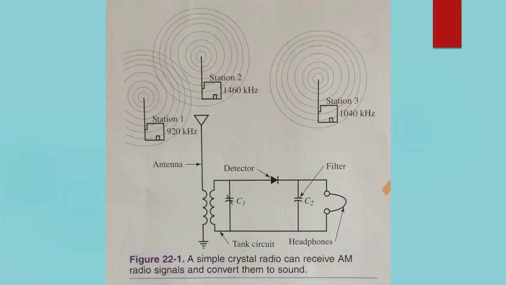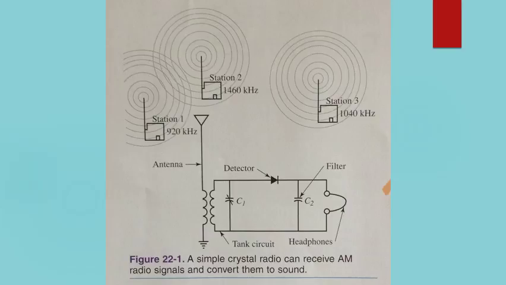The radio waves of all three stations come in contact with the radio receiver antenna. The antenna converts the radio signals to alternating currents, or AC, which is conducted up and down the antenna to the ground. The antenna circuit is coupled to the tank circuit by mutual induction.